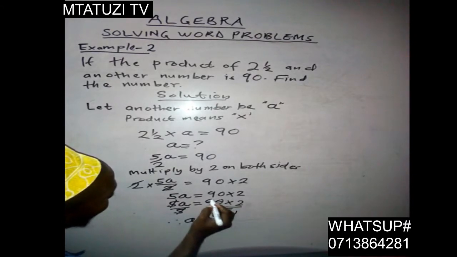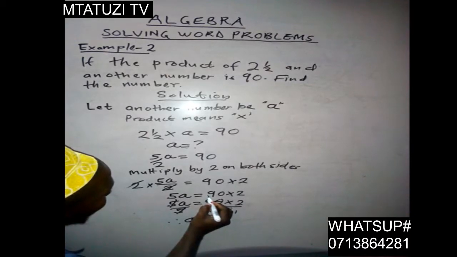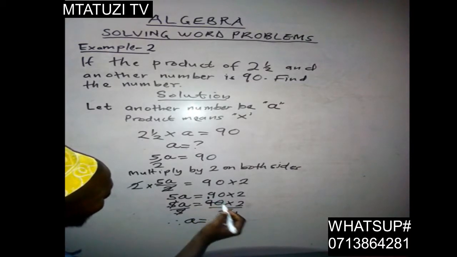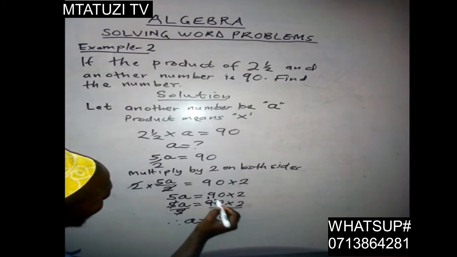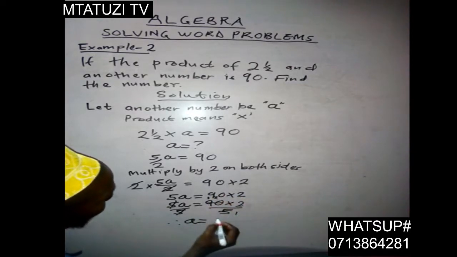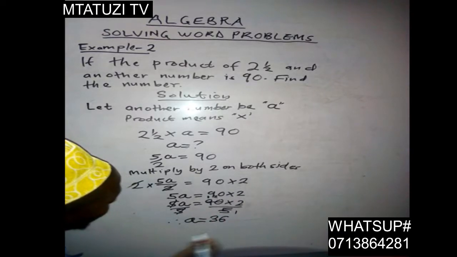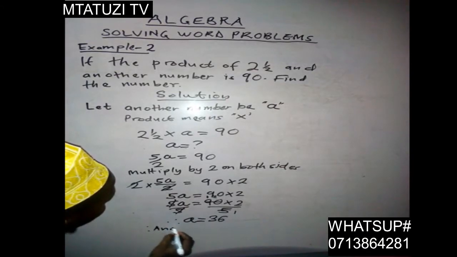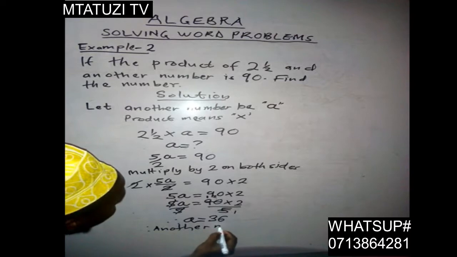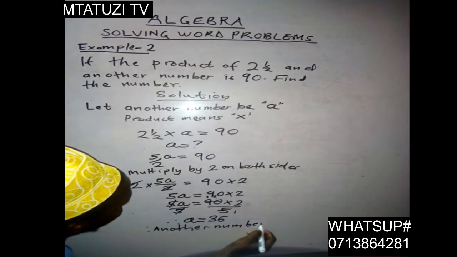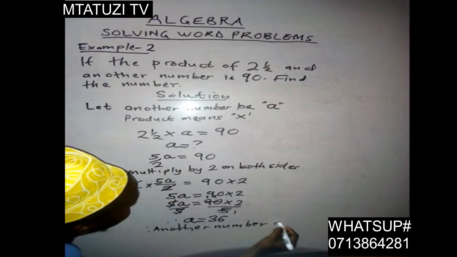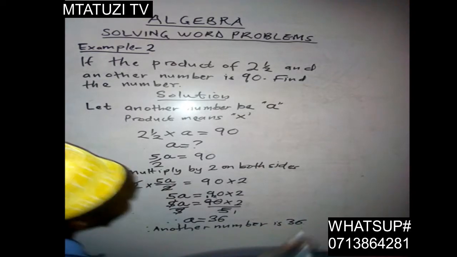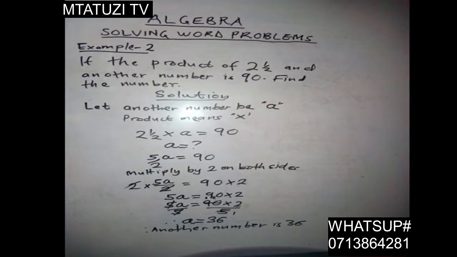A is equal to, by 5 here, it's 1. And remain here 18. 18 times 2, you get what? 36. So therefore, another number is 36. We were asked to find the number. So another number, because the question says and another number. So another number is 36.